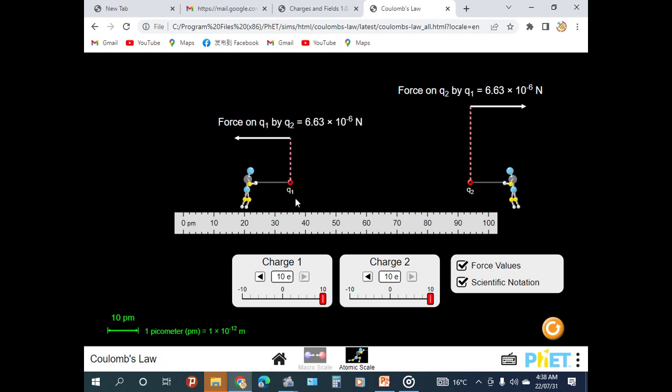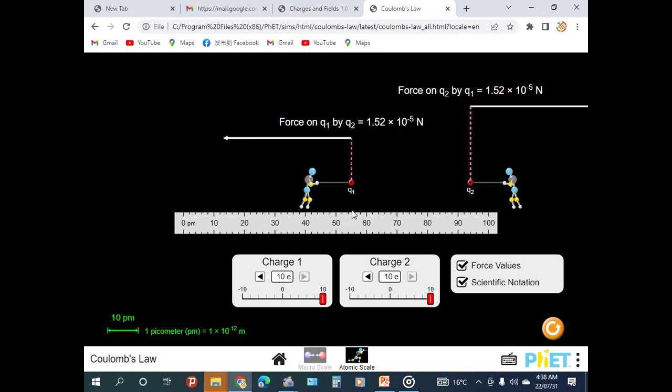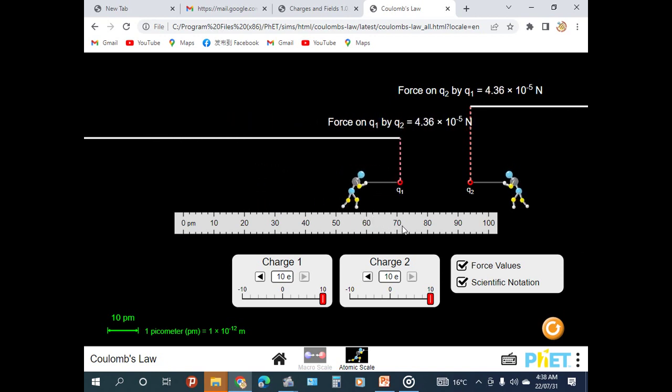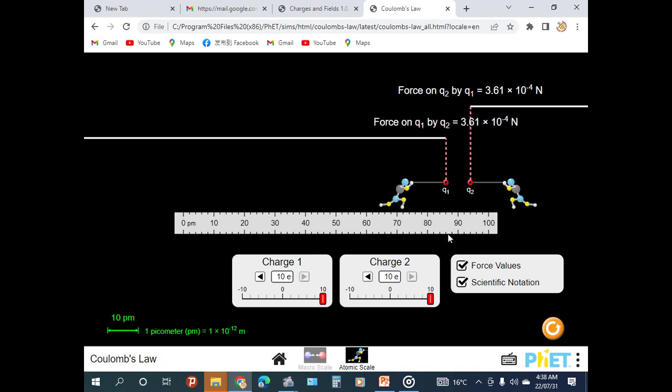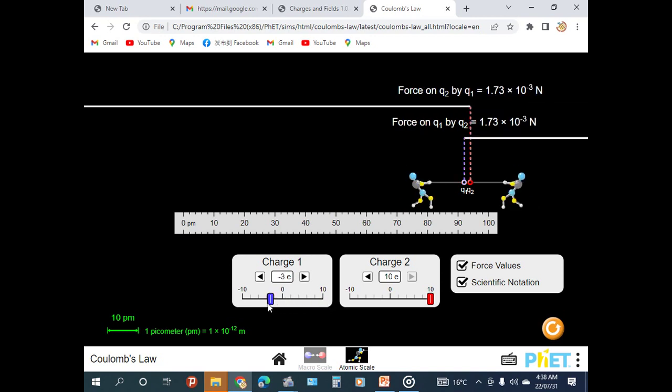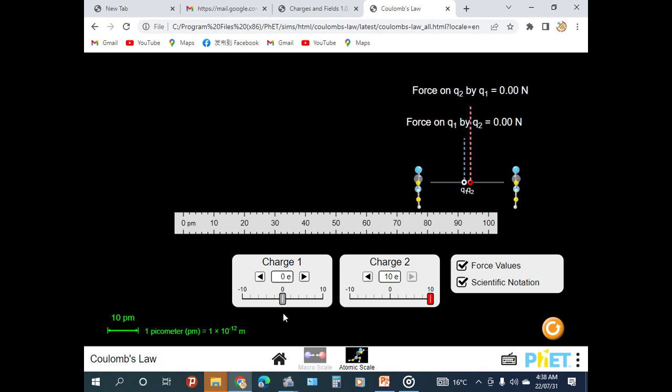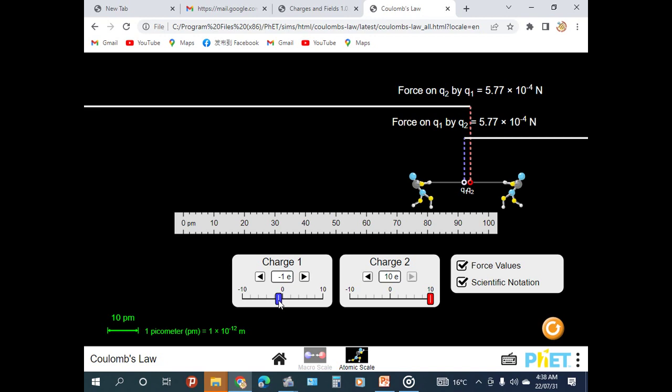Again, bringing one charge close to the other charge, this is the maximum force between them. Again, one of the charges changes sign, and automatically the force between them is attractive.